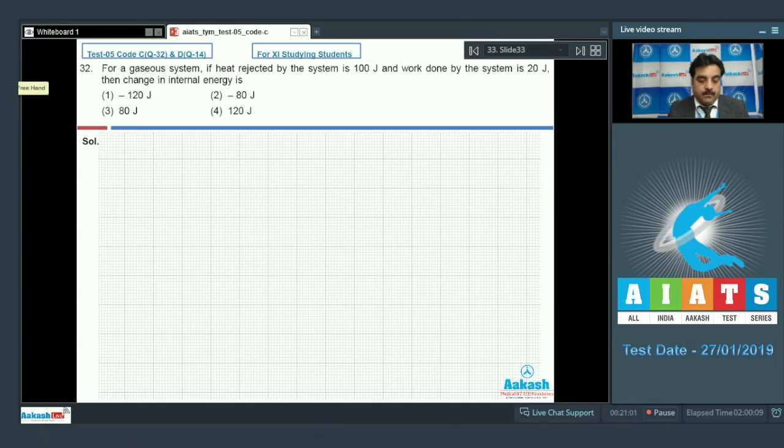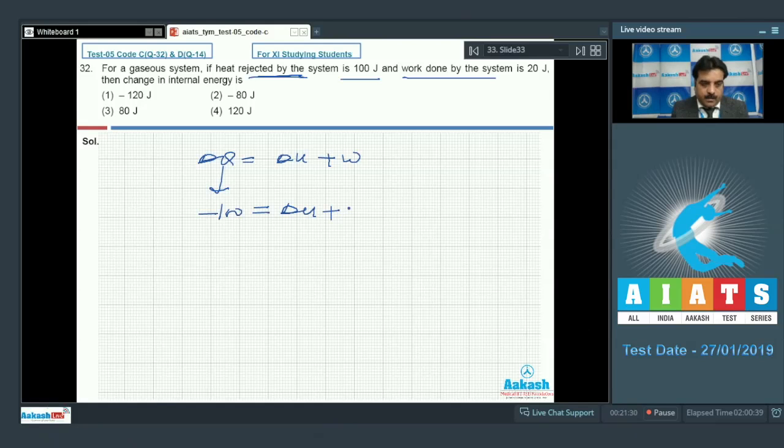In question number 32, for a gaseous system, heat rejected means negative heat, and work done by the system means positive 20 joule. Find the change in internal energy. You can solve this question by using the first law of thermodynamics, with change in internal energy and work done. You have to be very careful regarding sign convention. Heat rejected will be minus and work done will be positive. So when you calculate, you will get delta U as minus 120 joule. So easily you can solve. In this question, the message is only one, sign convention. So option number 1 will be the right choice.